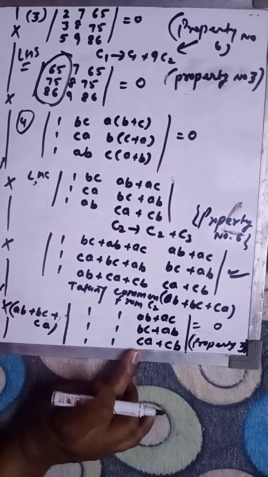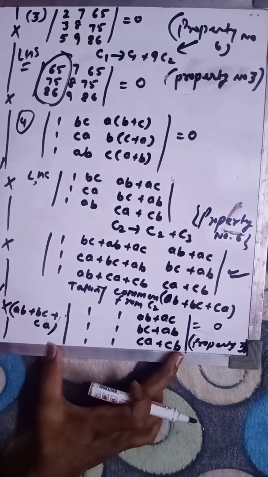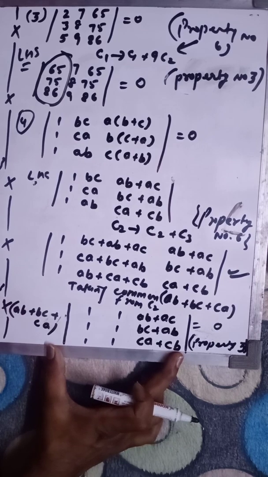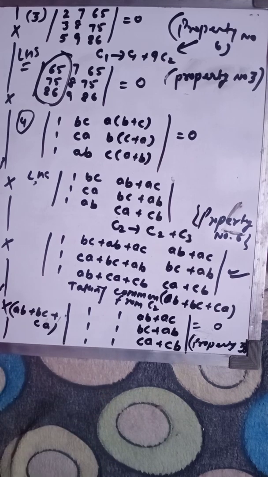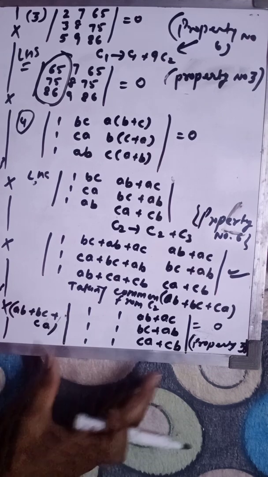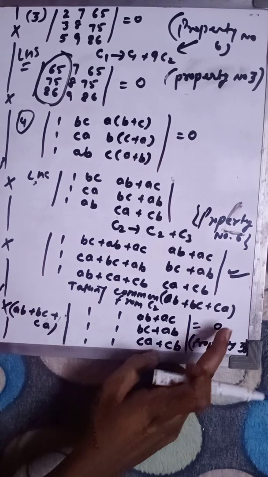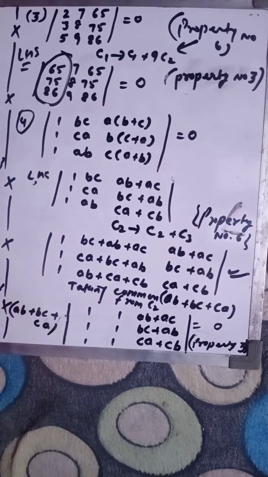Fine. So after getting this step, now again you have to apply property number 3. Here the two columns are identical. Then the value of this determinant will be 0. Hence proved. These are the 4 questions from your NCERT.